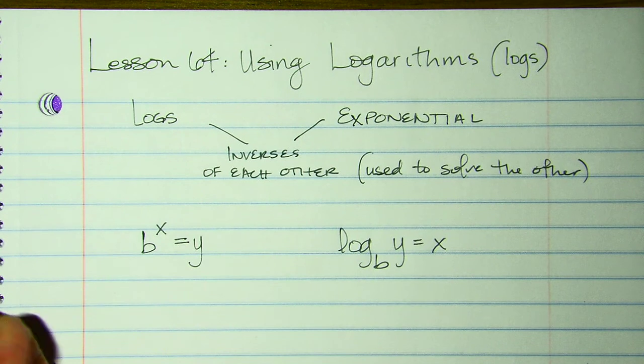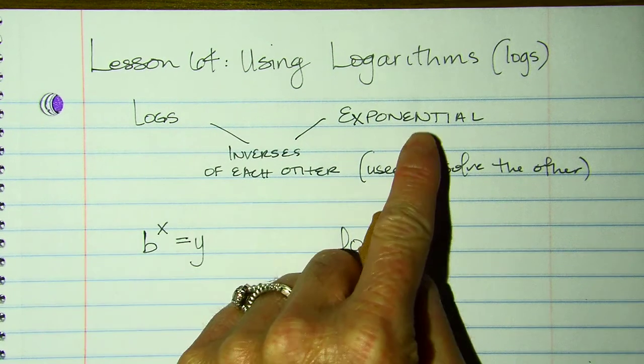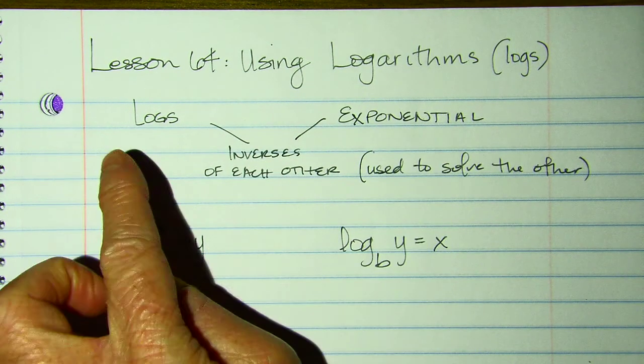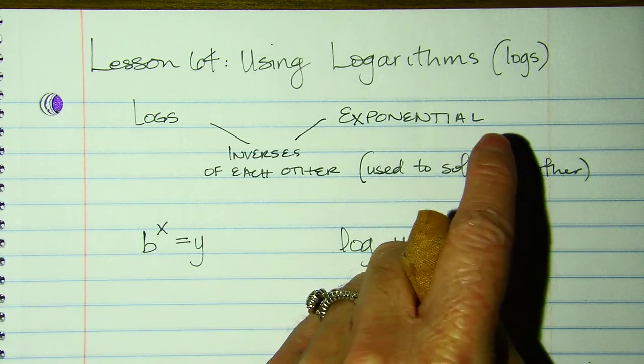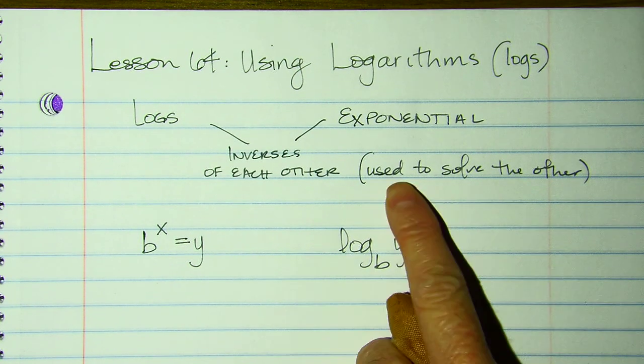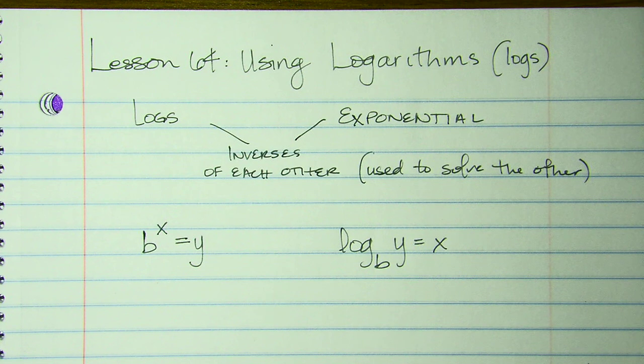So why are logs important? Logs and exponential equations are inverses of each other, just like multiplication is the inverse of division, or addition is the inverse of subtraction, right? Things come in pairs. Why that's important is we need them in order to solve for the other. But we are not solving in this section. It's just practicing writing from one form to the other so you're comfortable with it.